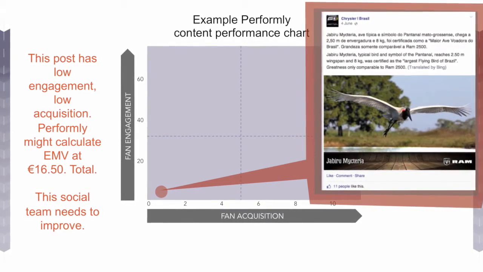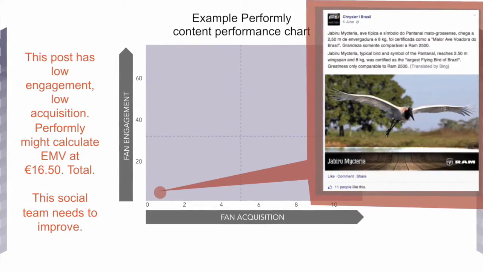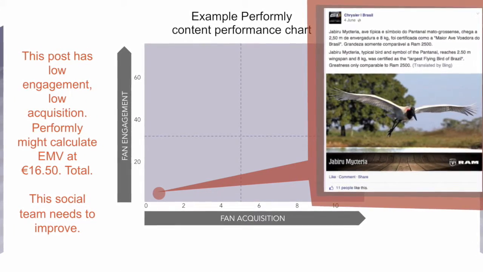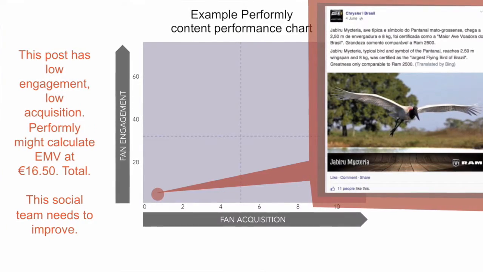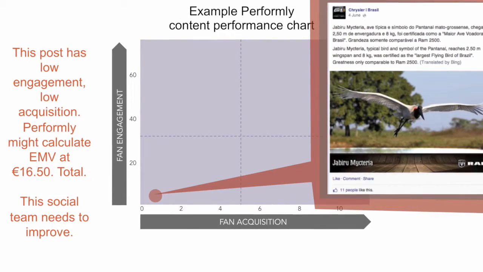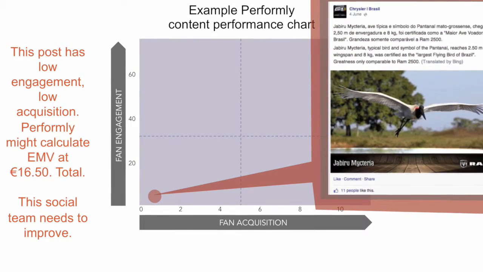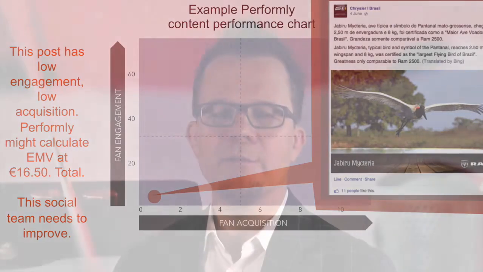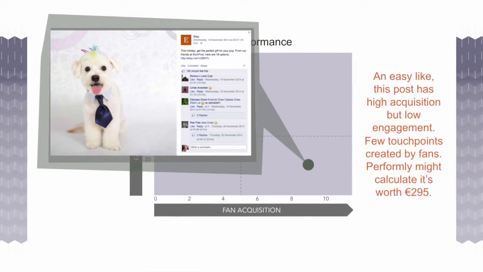So in this case, this piece of content compared the size of a bird with the size of a truck. It did not cause too many likes, did not cause too many interactions, very low engagement rate. So in this case, Performly might evaluate this post with €16.50 or like $15 or something like that, because the engagement rate is very low and almost no likes and no fans were produced by this kind of content.